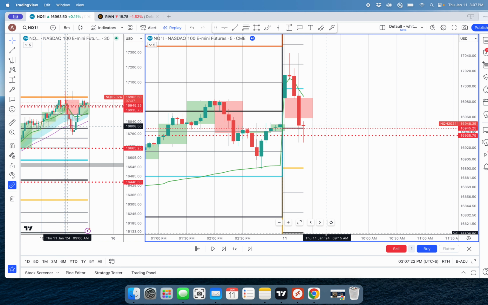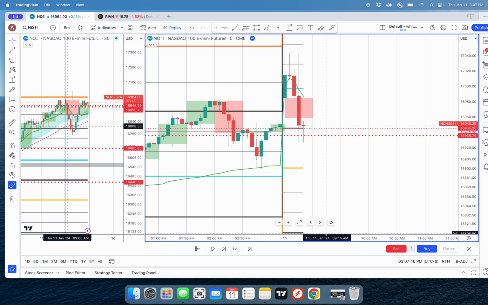All right, here is Thursday, January 11th. This was a CPI day. So anytime you have CPI, Fed, just know that the likelihood of there being a lot of volatility is high. Again, you should never be biased and just play the chart and visualize what could happen.